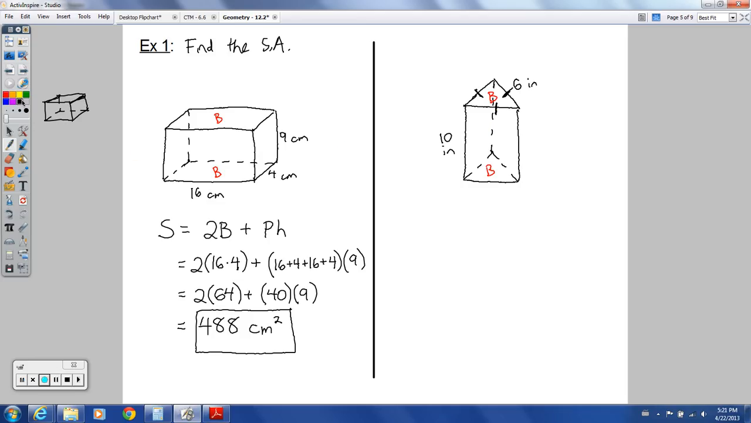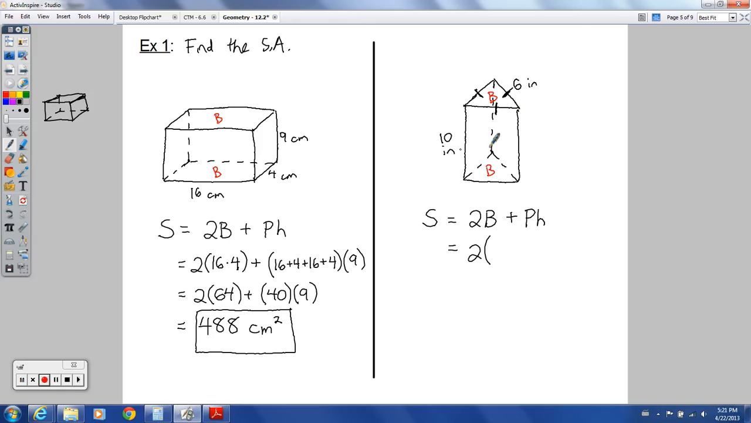And so I can use the formula for the surface area of prisms based on that. So I have S equals 2B plus PH. Let's plug in what we know. I know that the base, well, that's a little tricky here, but I know it's the side length.